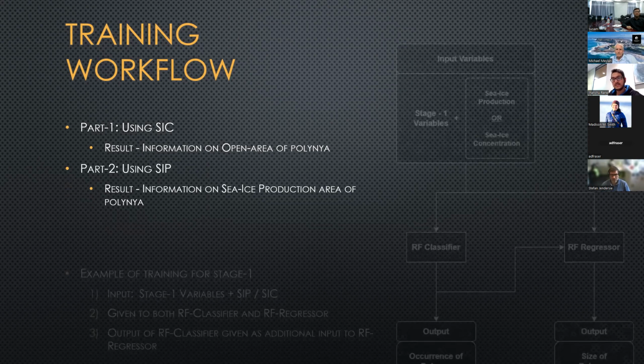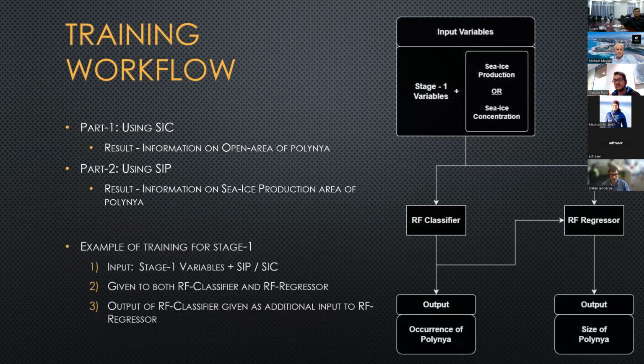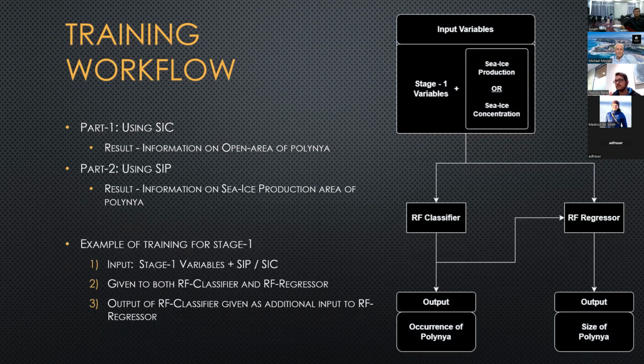An example of model training for stage one is as follows. So the input variables, which are stage one variables and either sea ice concentration or sea ice production, will be given to both the classifier and regressor. So the output of random forest classifier will just give us the prediction of occurrence of polynyas. Then this output will be given as an additional input to the regressor. So that way, only if a polynya is occurring, then the regressor will give us prediction of size of polynya.